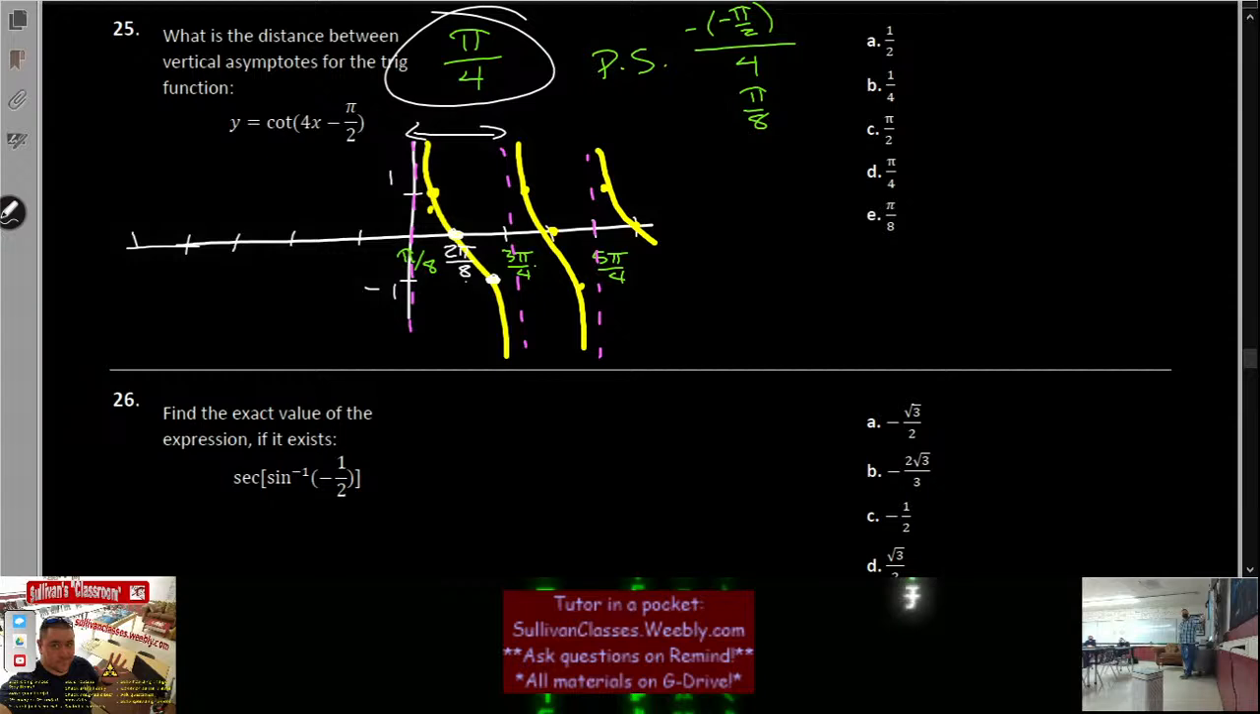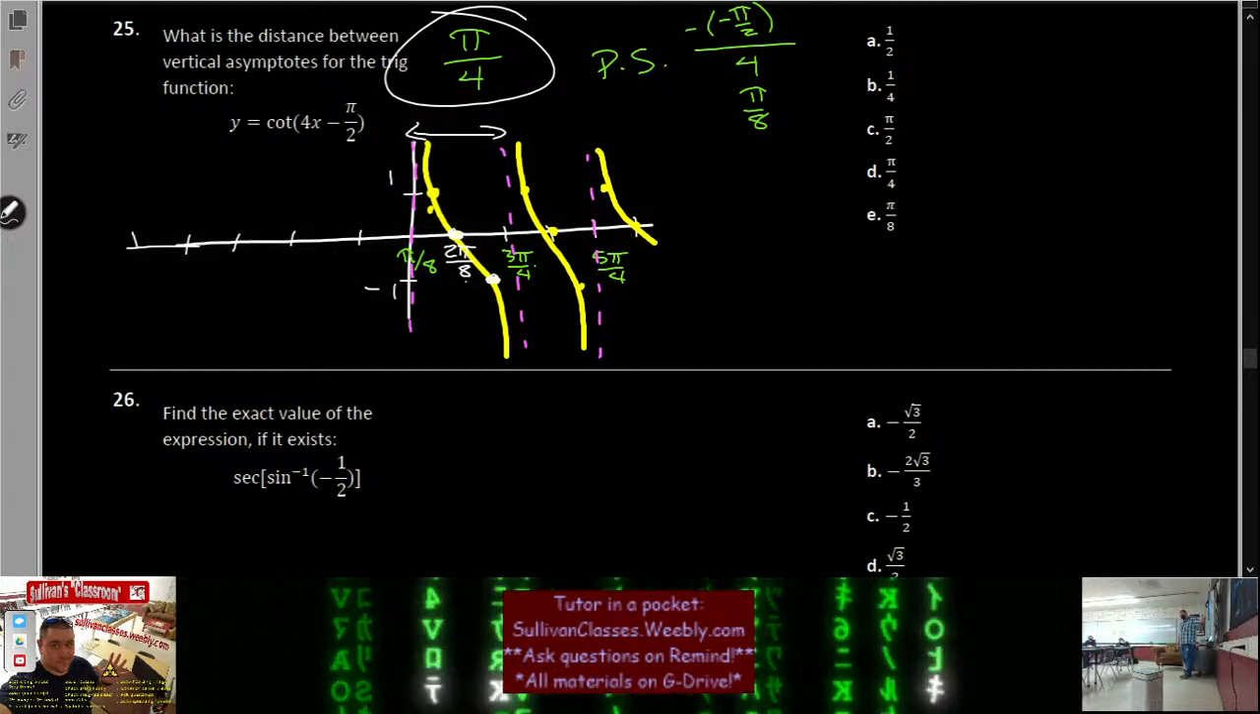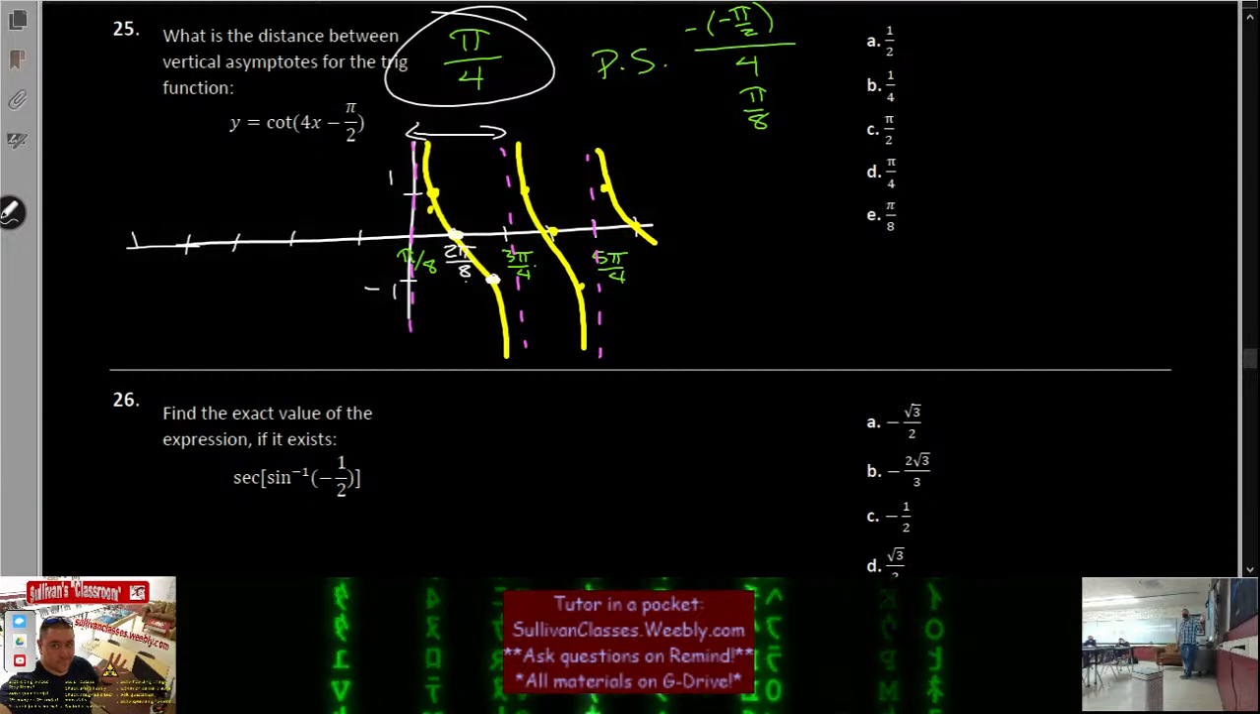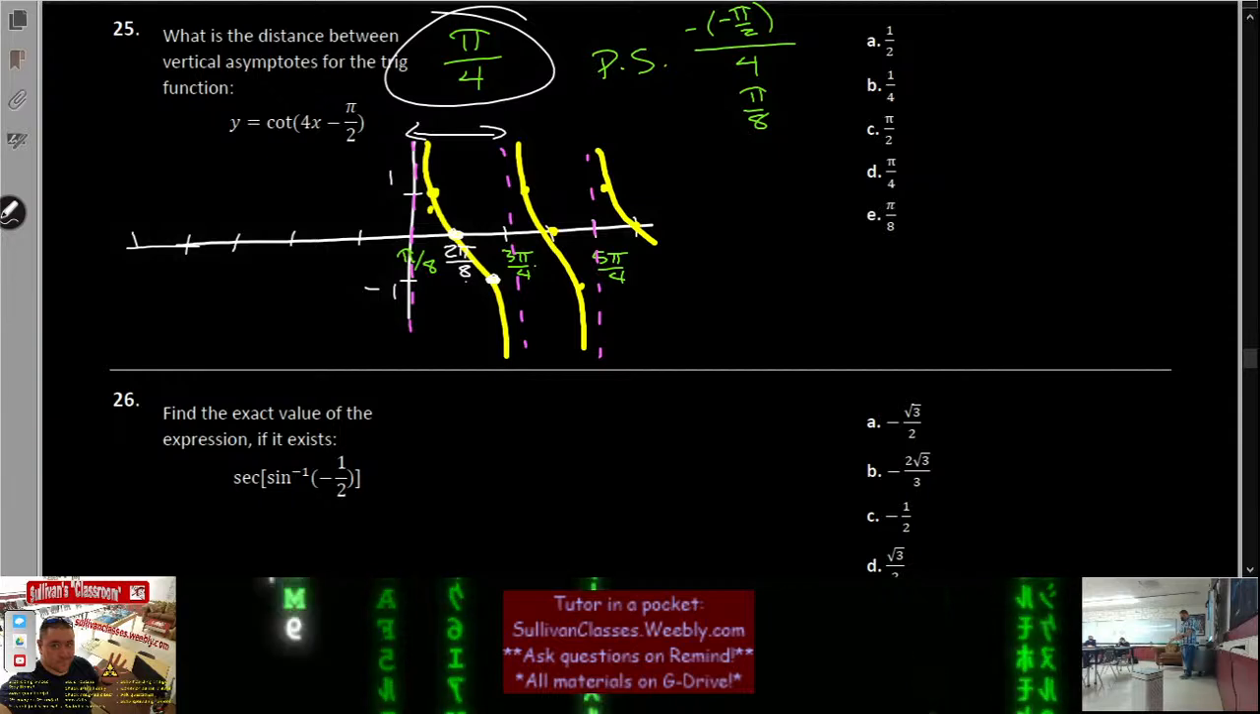So remember, midpoint formula: 2 pi over 8 plus 3 pi over 8. 6 pi over 8 is 8 pi over 8. Halfway between 8 pi over 8 and divide by 2 is... Wait, is that just pi over 2?